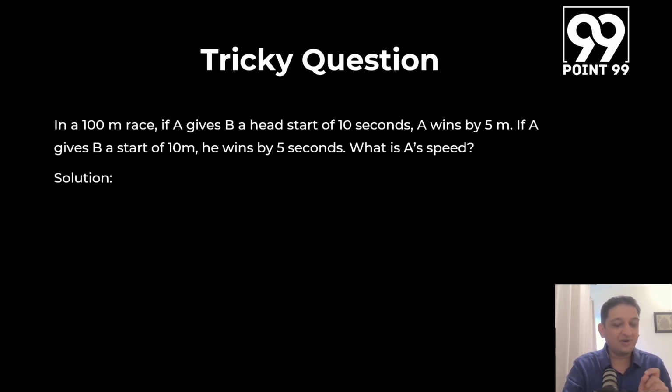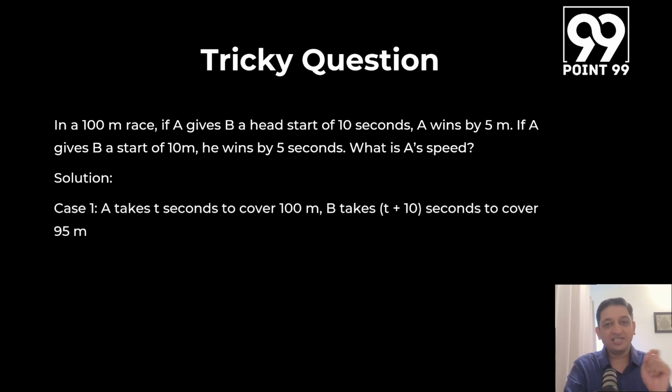Now if you look at it in the form of equations, you will see that in the first case A takes t seconds to cover 100 meters, let's say. Then B would be taking t plus 10 seconds because A has given B a head start of 10 seconds, meaning that B would have started the journey 10 seconds earlier, and then B would also have been traveling for t seconds. So B would have been traveling for t plus 10 seconds. But does B finish the race? No. B is still losing by 5 meters, or A is winning by 5 meters. So we can say that B would have covered 95 meters in t plus 10 seconds.